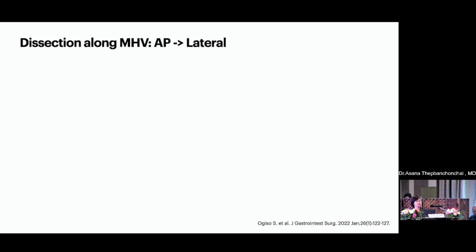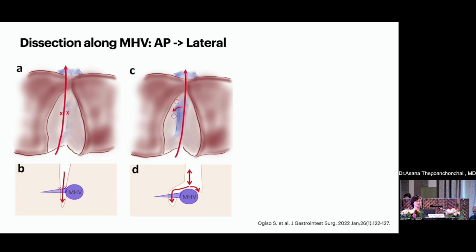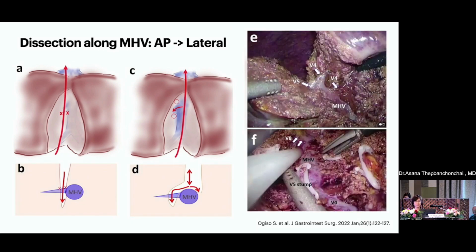To apply this knowledge, middle hepatic vein dissection should be done from the AP aspect, which poses a lower risk of injury to the tributaries compared to dissection from the lateral aspect. Additionally, dissection from the AP plane allows safe identification and isolation of the thick tributaries originating from the lateral aspects. This picture shows V4, 5, and 8, all of them branching from the lateral aspect of the vein.